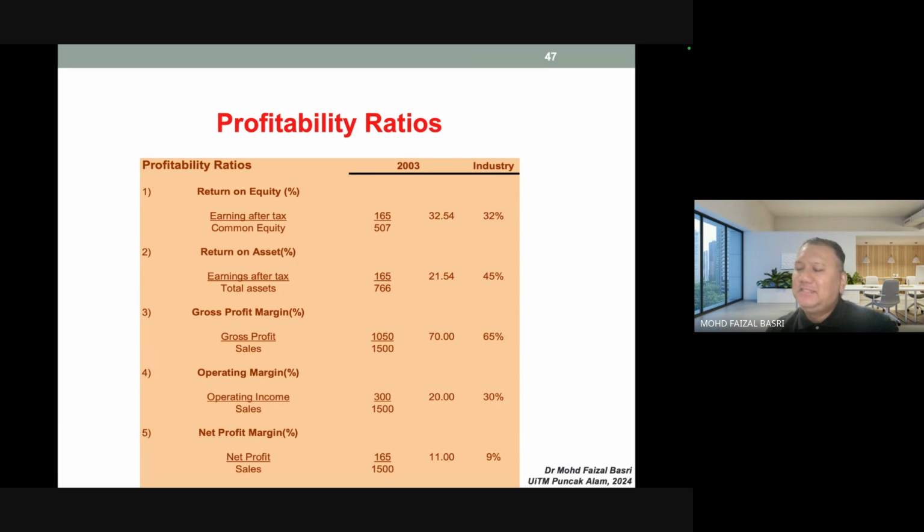So later, read the instructions in terms of how many members are in a group. Each person has to choose one company, and the companies must be within the same industry. It's not allowed for one member to choose telecommunication, one member to choose trading, and another to choose financial institutions, for example. If you choose the telecommunication industry, all 4-5 members must choose telecommunication. And one more rule, you must choose a public listed company that is listed on Bursa Malaysia.